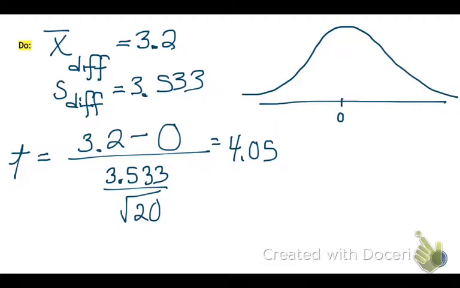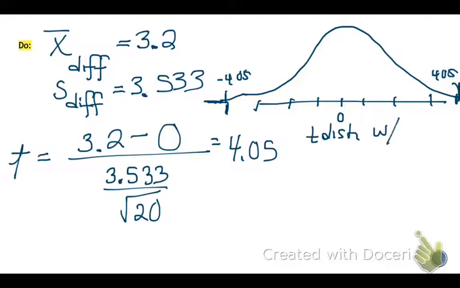So 0 here in the middle, 1, 2, 3, and 4 is way out there. -1, -2, -3, -4. So really it's -4.05. Anything beyond that and beyond positive 4.05 is way over here. I'm going to label this as a t distribution with degrees of freedom equal to 19. Why? Because your degrees of freedom is one less than your sample size.